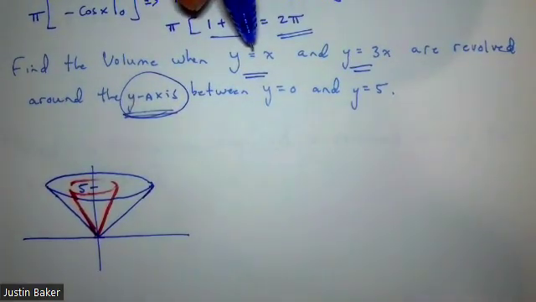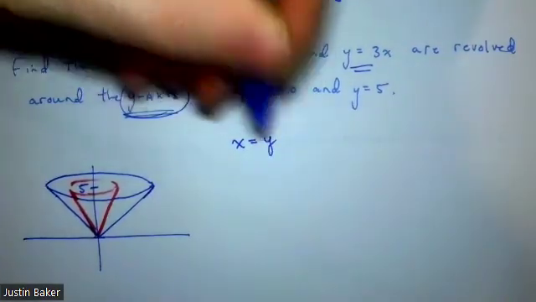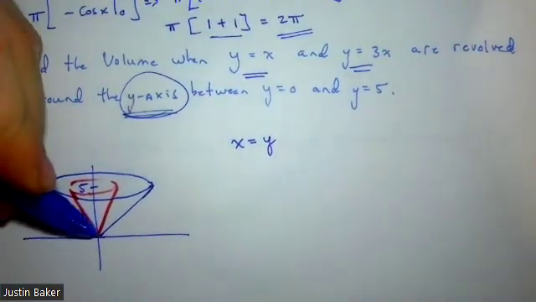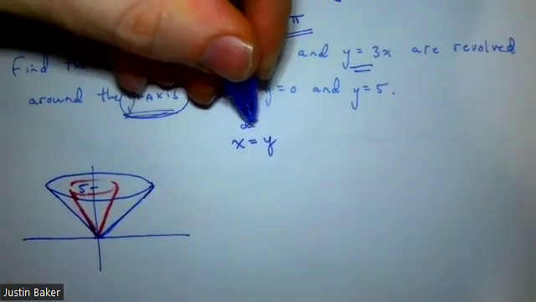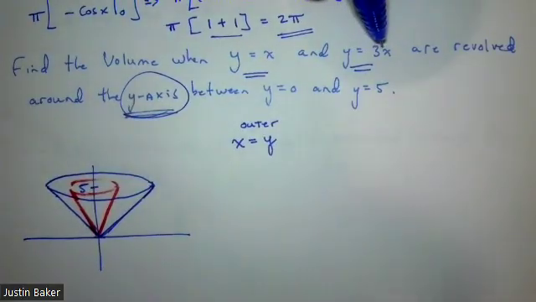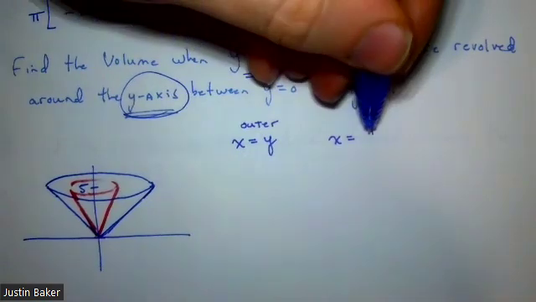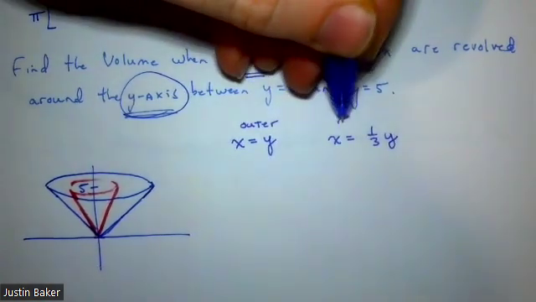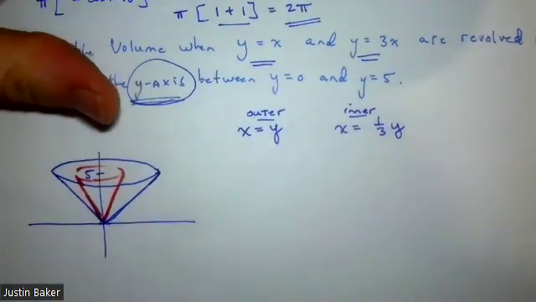Now, the first one's easy enough. If y is equal to x, that means x is equal to y. And that is which function? y equals x. This was the outer function. And then the inner function, if we solve that one out for x, x is equal to y divided by 3. So that would be 1/3 y. And that's the red one. That is our inner function.